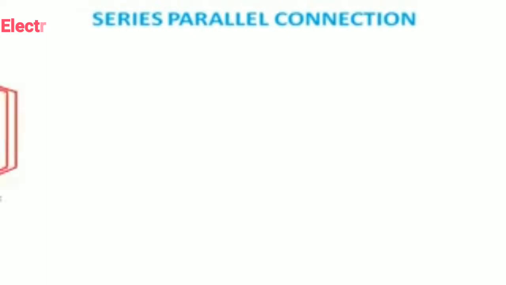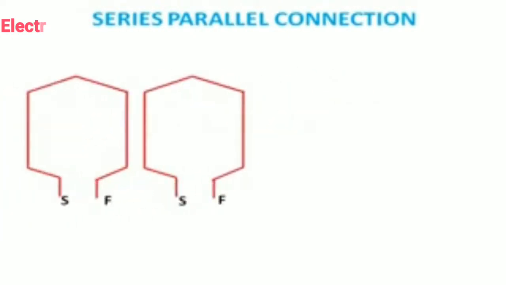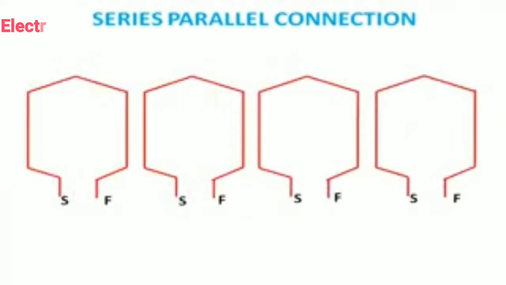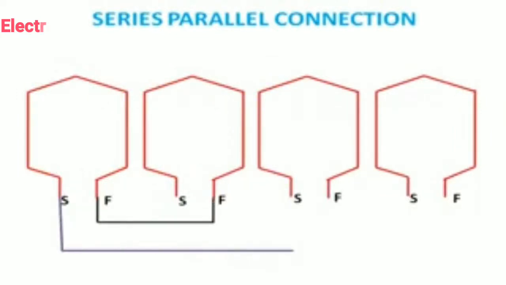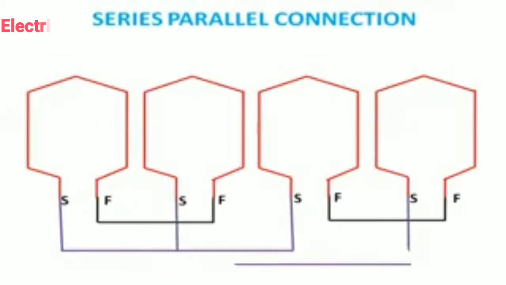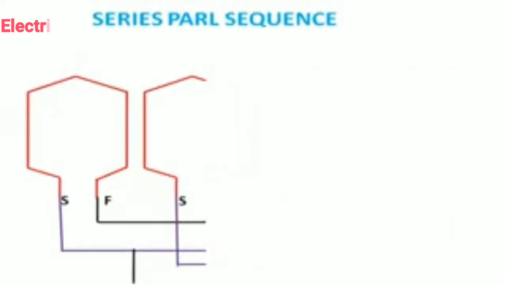Finally, series parallel connection. In this case these 2 and the last 2 will be connected in series. You see finish to finish, and here the first coil group starting to the second, third coil group, and finish to finish third to fourth, and starting second to fourth, and finally 2 terminals will come out.